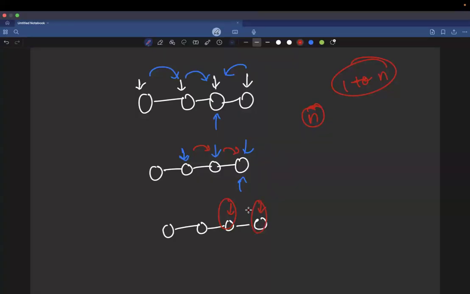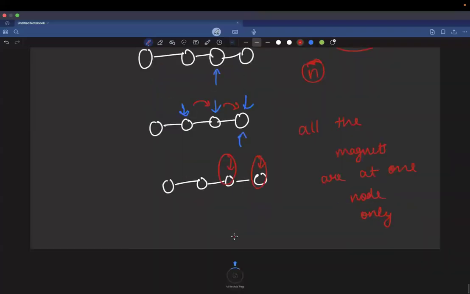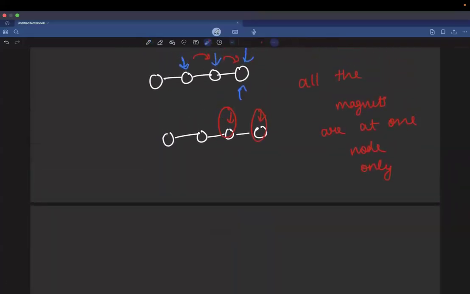the nodes which are having the magnets, it should not happen that all the magnets are at one node only. We want to avoid this case. So what do I mean by all the magnets at one node only? Let's say if I had applied an operation for this node, then these magnets would have been removed from here and they would have come up here. And then let's say I applied the operation for this node. Then in that case, these magnets will all come up to this node. Right? So all the four magnets which I initially had, all of them are coming up at one node only. This is something we want to avoid.